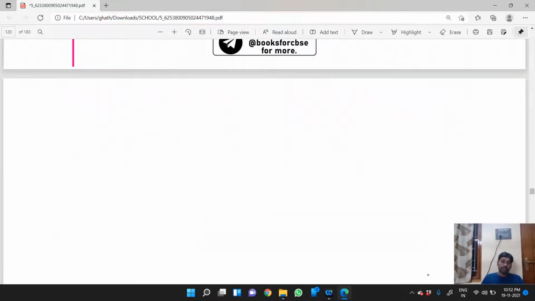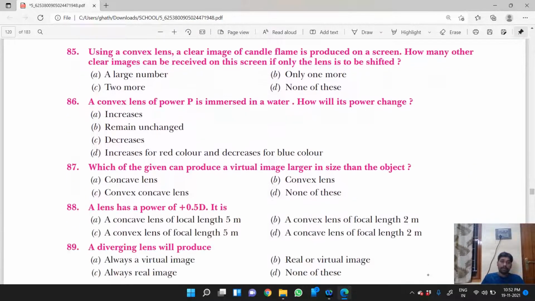Next, by using a convex lens, a clear image of a candle flame can be produced on the screen. How many other clear images can be received on the screen if only the lens is to be shifted? So we will get two times more.